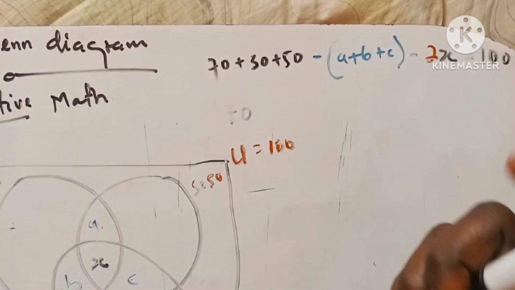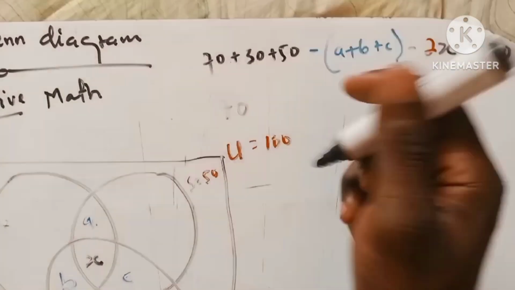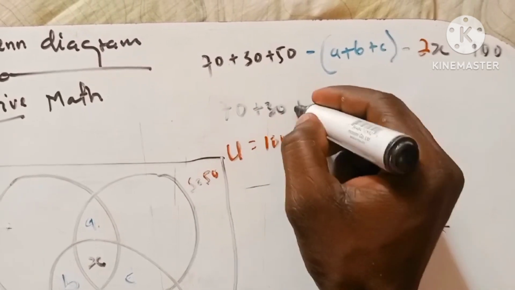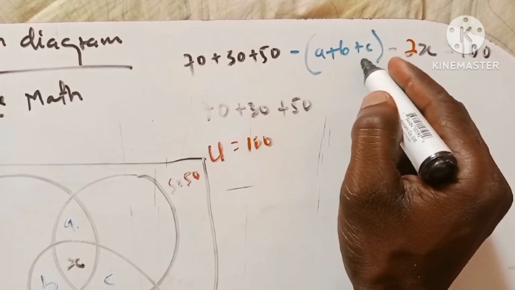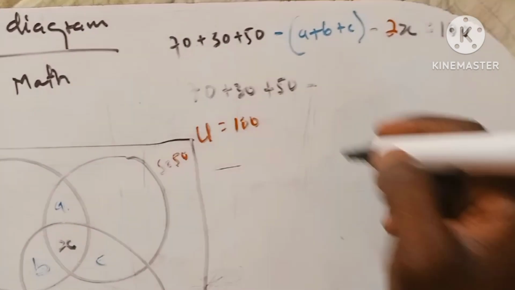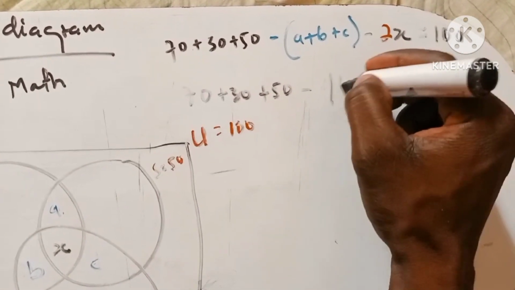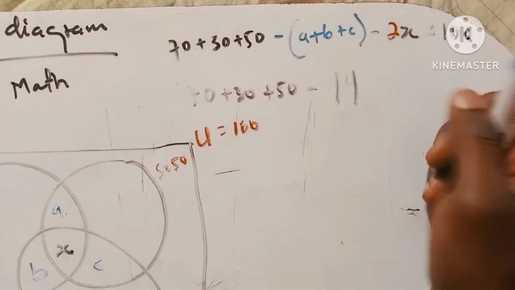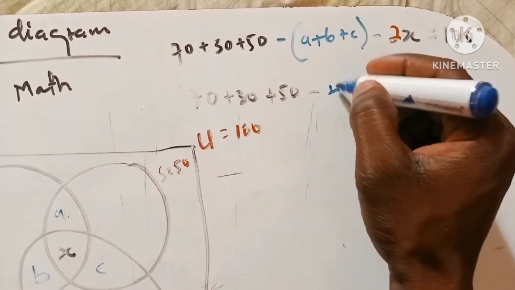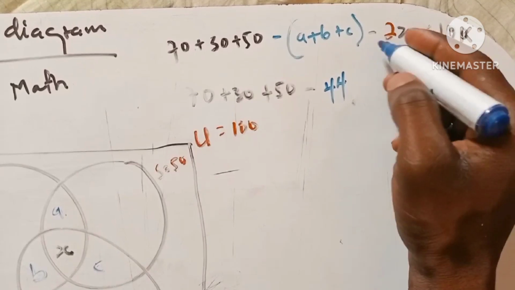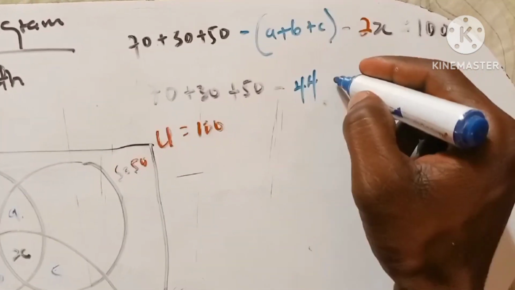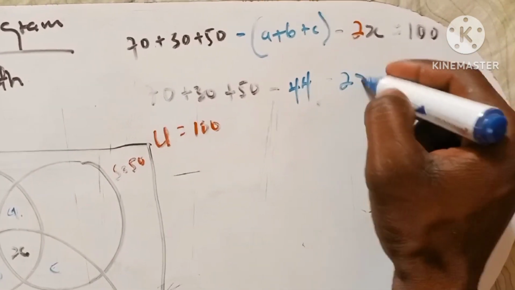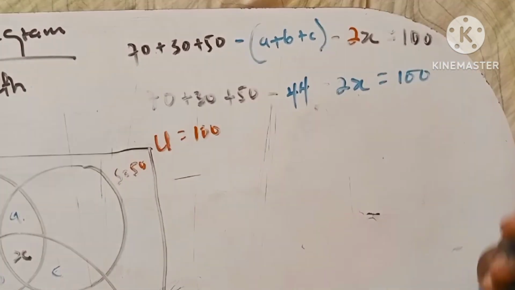So we have 70 plus 30 and then plus 50. What is the value of these people here? They were 44, right? They gave us that in the question, 44. Let me use a different pen here so that you can see clearly. So minus 44 here. Let me continue with this pen, right? So that is going to be minus 2x and then everything is equal to 100, right?